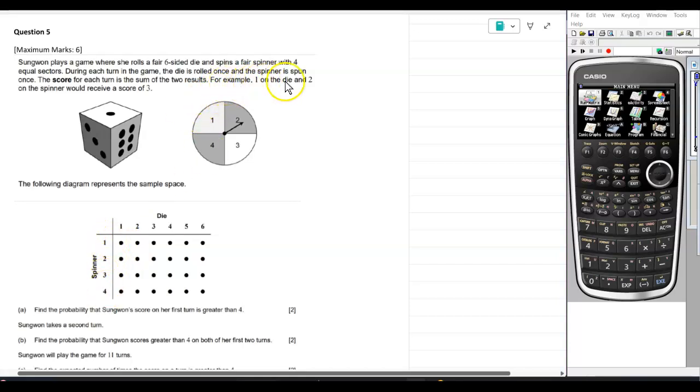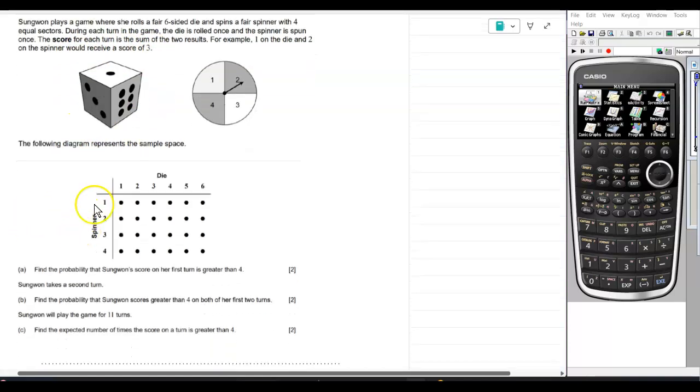For example, 1 on a die and 2 on a spinner, you will receive a score of 3. The diagram below represents the sample space. Find the probability that Sunwan's score on the first turn is greater than 4.